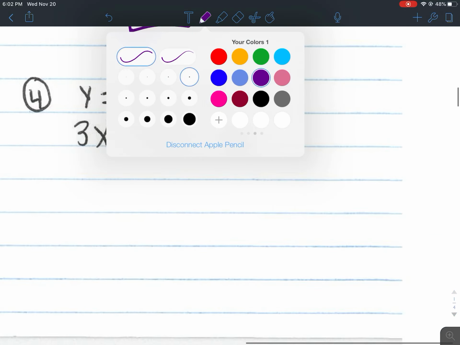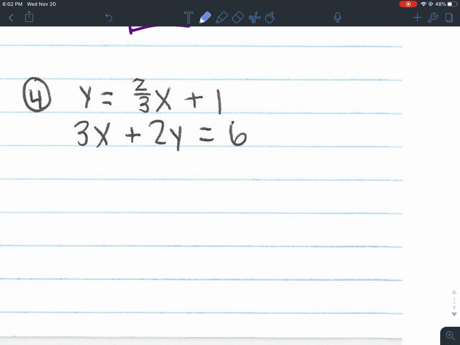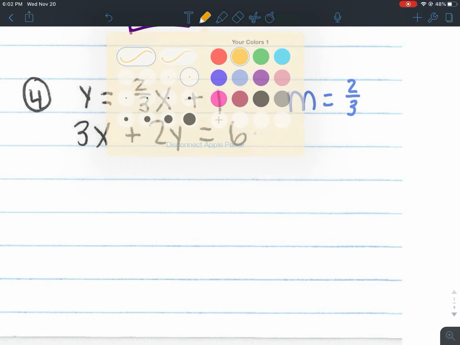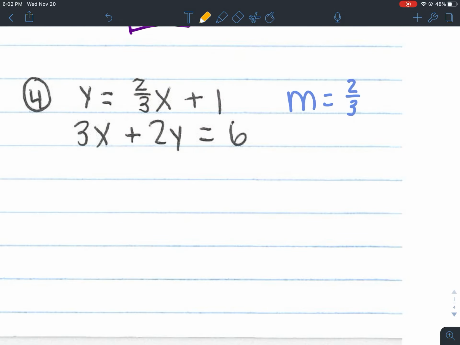Number 4. Do I know the slope of the first equation? Yes, because y is by itself, so it's in y equals mx plus b. The slope here is positive 2 over 3. Do I know the slope of the second equation? If you said 3, you made a mistake, because y is not by itself. We need to get y by itself in order to determine what the slope is for this equation.